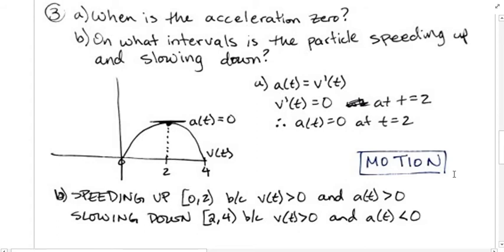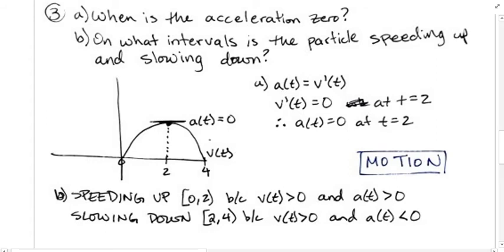Guys, I cannot stress this enough. I can guarantee you that there is going to be an FRQ on motion. So you really got to know your motion. So here we go. A whole problem dedicated to motion. Two parts. We got to find when the acceleration is 0, and we got to find the intervals where the particle is speeding up and slowing down. So let's jump right into the problem.